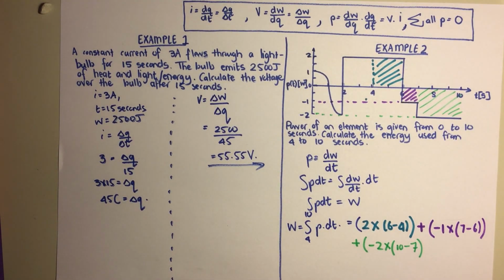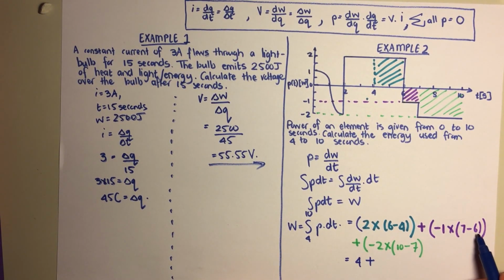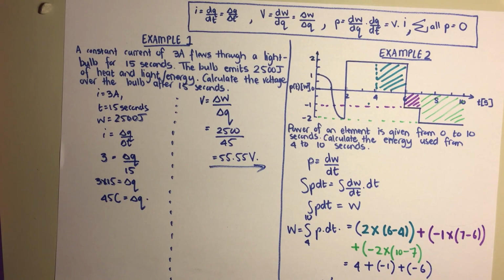Okay, so then we add all of this up. This is 2 times 2, which gives us 4, plus 7 minus 6 is 1, times minus 1 gives us minus 1, plus minus 2 times 3 is minus 6. And our final answer, minus 7 plus 4, is minus 3 joules for energy. And those are the two examples based on current, voltage, power. Thank you.